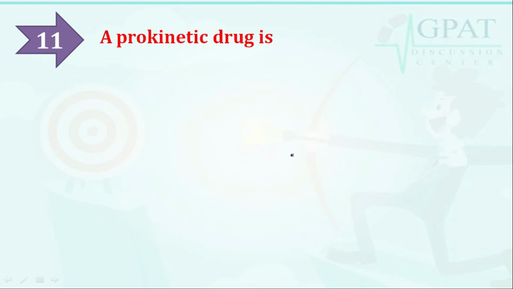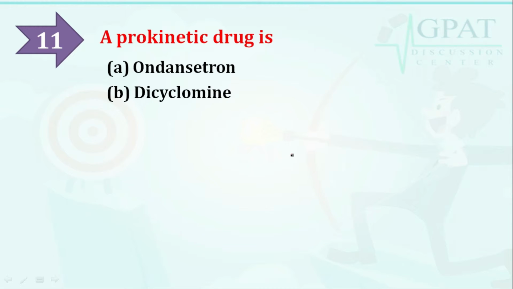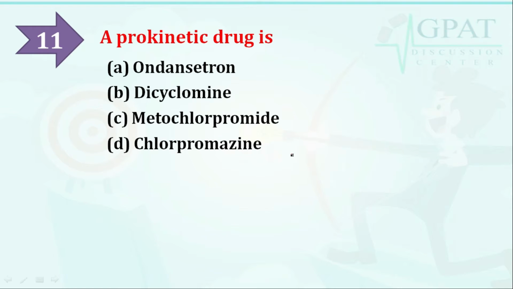A prokinetic drug is, and the options are: option A is ondansetron, option B is dicyclomine, option C is metoclopramide, option D is chlorpromazine. So which is the prokinetic drug? The correct answer is metoclopramide.